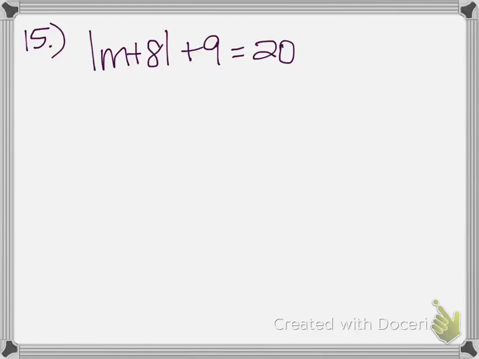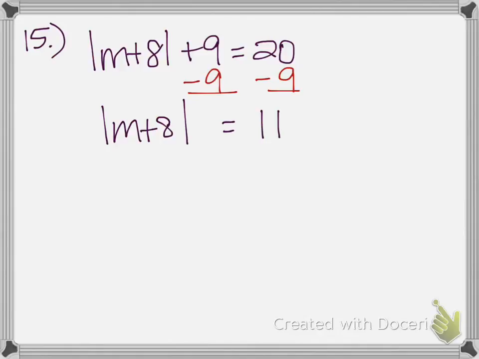Okay. So when you're solving equations with absolute values, the first thing you have to do is isolate the absolute value. In other words, get the absolute value by itself. So we need to subtract 9 first. This is going to get the absolute value by itself. And that gives me 11. So the absolute value equals 11.